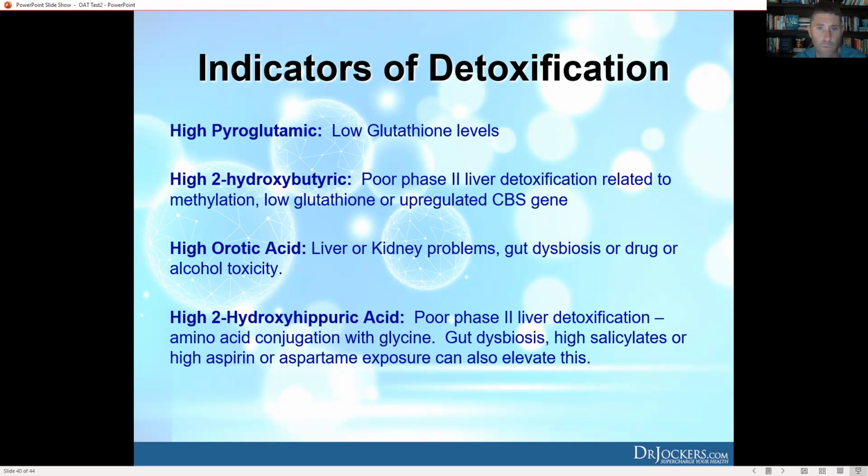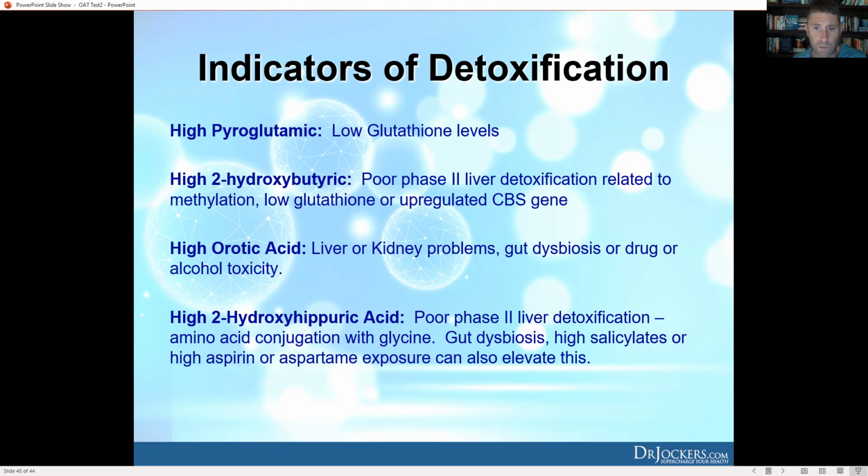High 2-hydroxybutyric, again, that's that marker that is associated with homocysteine. Could be a sign of poor phase 2 liver detoxification related to methylation. Also, glutathione can be an issue. And you may also have certain genes, like the CBS gene, that can be elevated that might drive that as well.